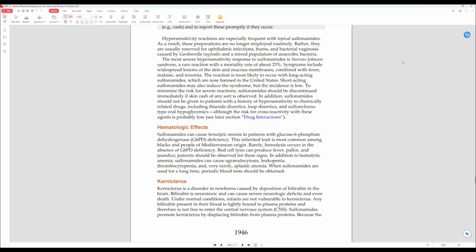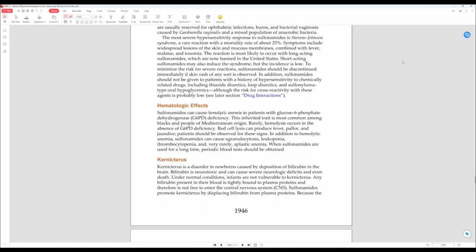To minimize the risk for severe reactions, sulfonamides should be discontinued immediately if skin rash of any sort is observed. In addition, sulfonamides should not be given to patients with a history of hypersensitivity to chemically related drugs, including thiazide diuretics, loop diuretics, and sulfonylurea-type oral hypoglycemics, although the risk for cross-reactivity with these agents is considered low.